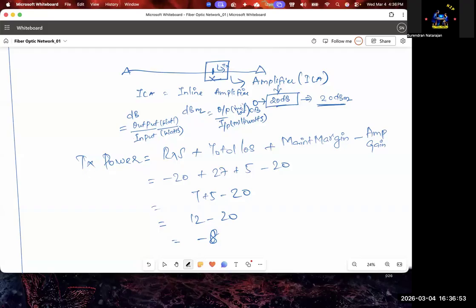No, this is a good question. Even I, after ChatGPT only, I cleared this. What is dB and dBm? I used to get confusion with that dB and dBm.